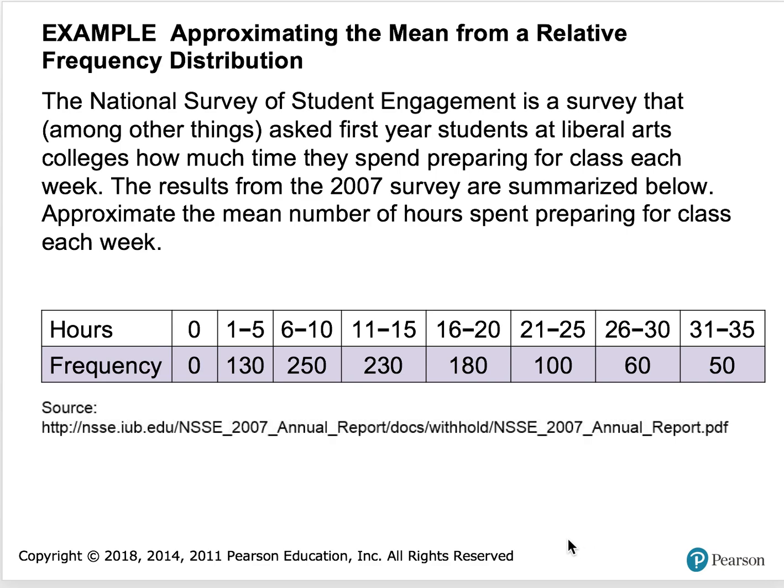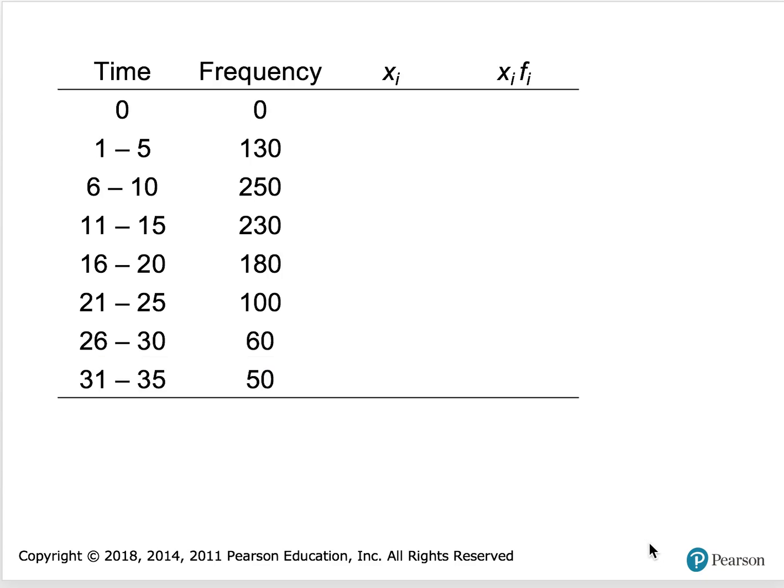All right, so here's an example. The National Survey of Student Engagement is a survey that, among other things, asked first-year students at liberal arts colleges how much time they spend preparing for class each week. The results from the 2007 survey are summarized below. So approximate the mean number of hours spent preparing for class each week. Okay, so here's our data, but let's rearrange it into a more useful form. Same data. I just made my table look different.